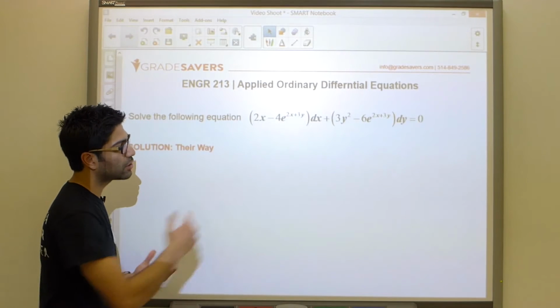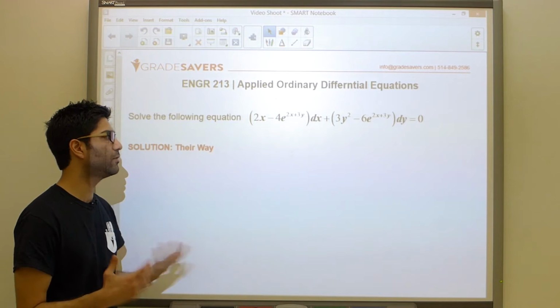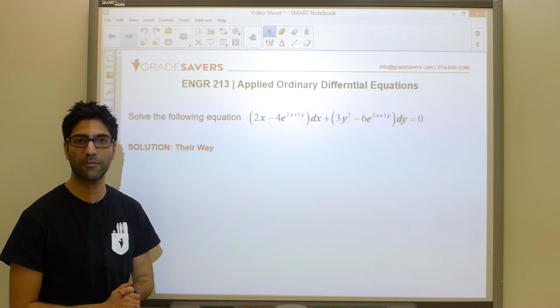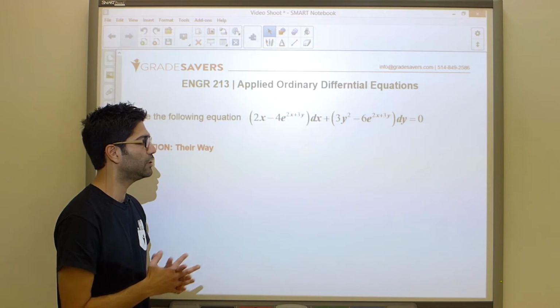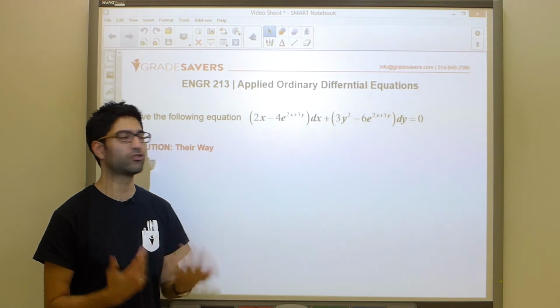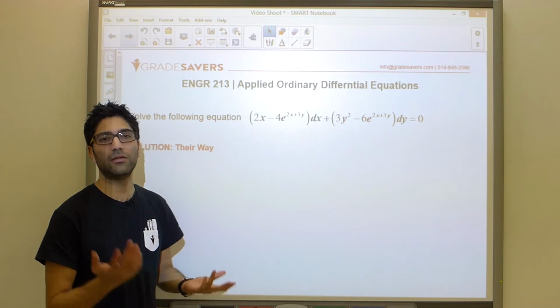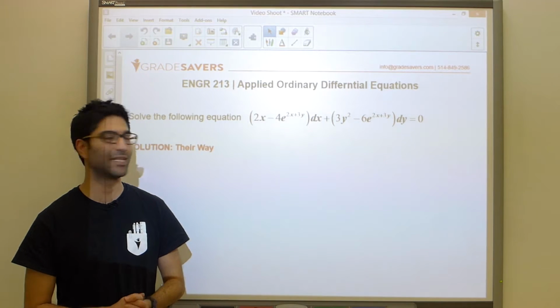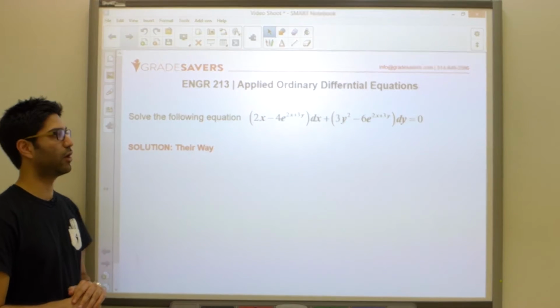So we're going to start by seeing whether or not this is exact, and if it is, we're going to solve this problem using two different methods. We'll start with the way your book does it, and some teachers like to teach. Then I'm going to show you a nice little trick that may make things simpler and less convoluted. But first, let's see if it is in fact exact or not.